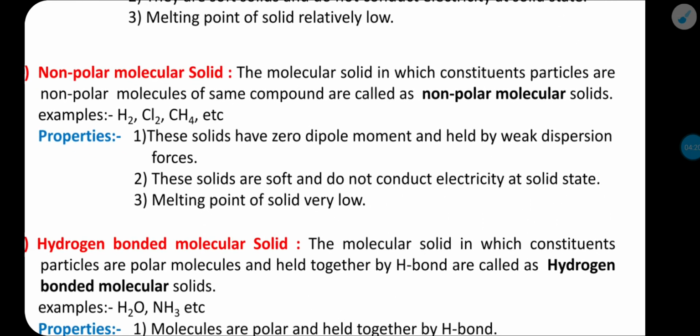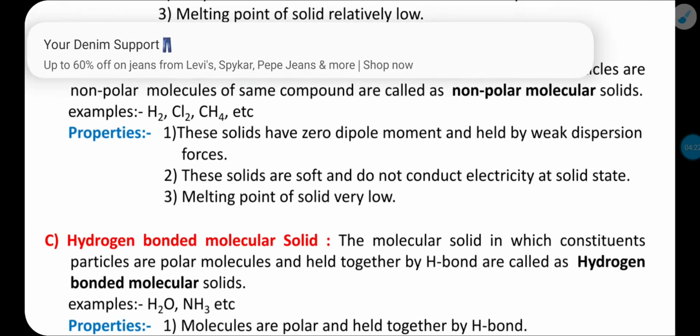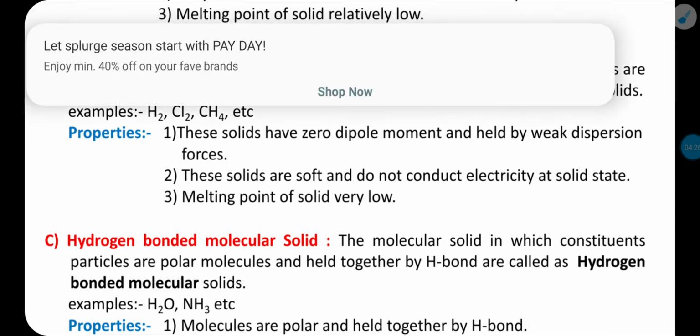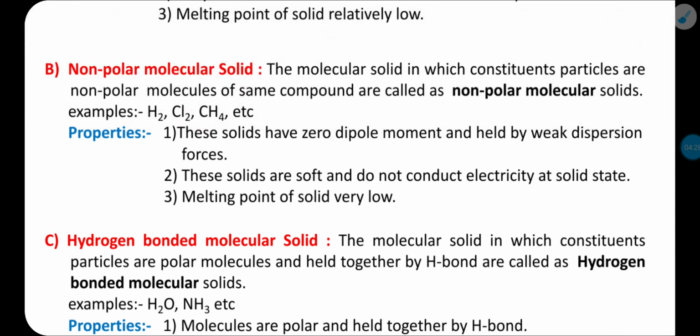Next is non-polar molecular solid. The molecular solid in which the constituent particles are non-polar molecules of the same compound is called a non-polar molecular solid. For example, H2, Cl2, CH4. These are non-polar molecules.